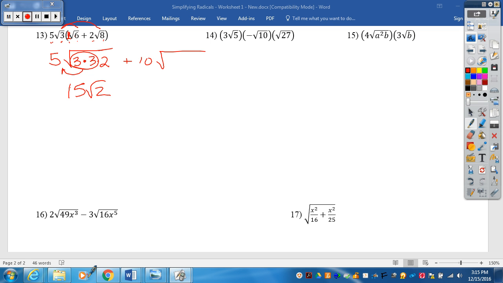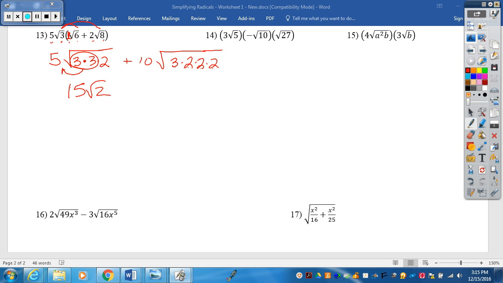Now, again, I would probably break that apart to see what we have. 3 times 8 is 24. 8 can be broken down into 2 times 4, and 4 can be broken down into 2 times 2. Now, I'd get in the habit of double checking to make sure I broke it down correctly by multiplying these back together. 3 times 2 is 6. 6 times 2 is 12. 12 times 2 is 24. I know I've done it correctly.